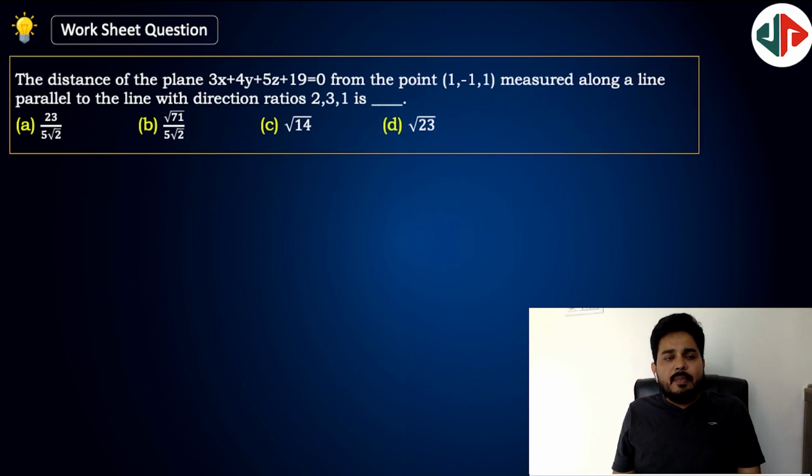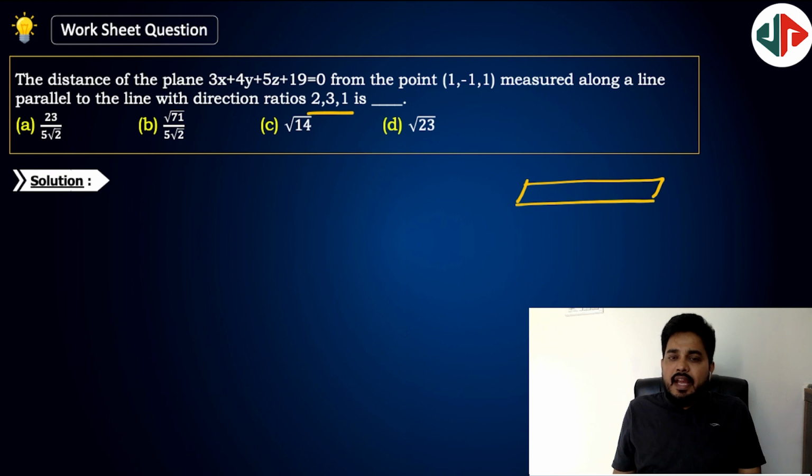The next question is: if the distance of the plane from the point measured along a line parallel to this. So what you do is, this is the plane, and I have a point here, (1, -1, 1). Actually, we can find the perpendicular distance, but I'm not expecting that one. I'm expecting this distance, whose DRs are 2, 3, 1. So the direction cosines will be 2/√14, 3/√14, 1/√14.